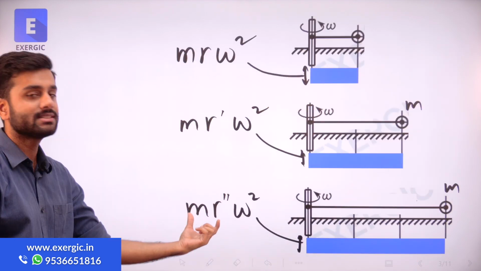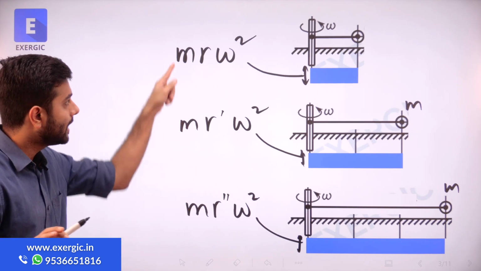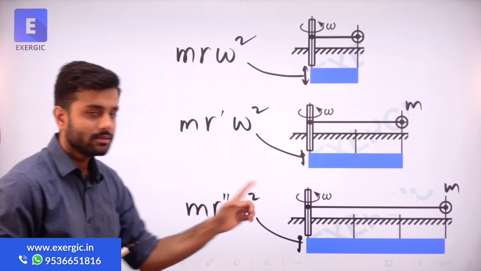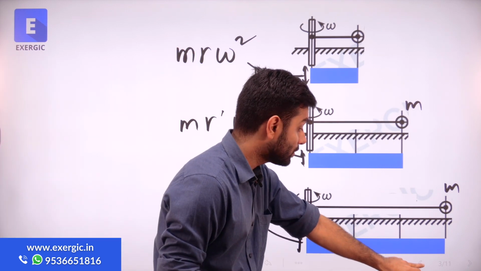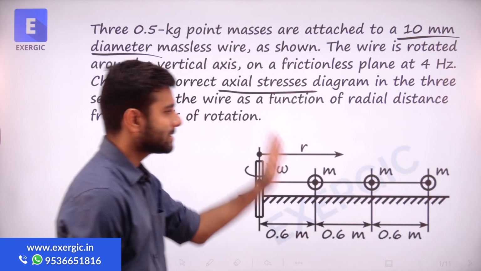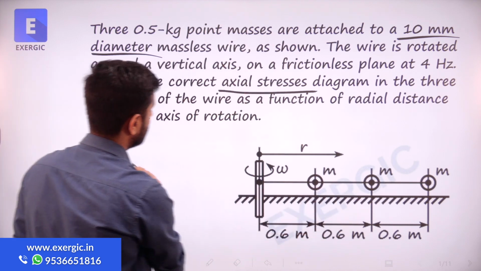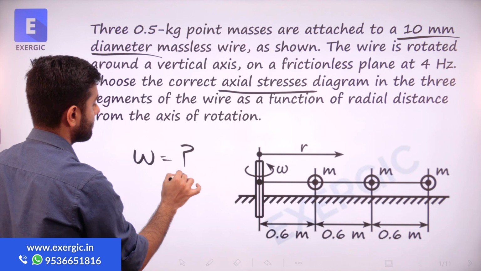Only the R value we will change. M for individual is the same. Omega for all of them is the same. Correct? And before coming to omega, one more point. Mass is known to us, radius is known to us. What is omega? Is omega given?